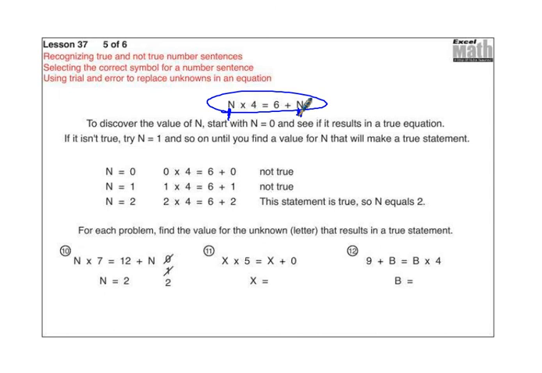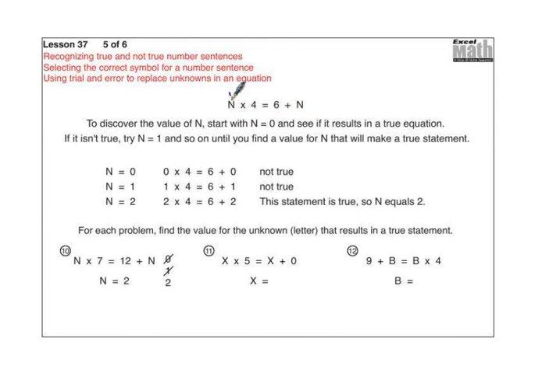So what we're going to do, like on this problem here, n times 4 equals 6 plus n. You just start with the number 0 and you plug it in for n and see how it comes out. When I put a 0 in here and a 0 in here, 0 times 4 is equal to 0. 6 plus 0 is equal to 6. 0 equals 6? 0 does not work on that problem.